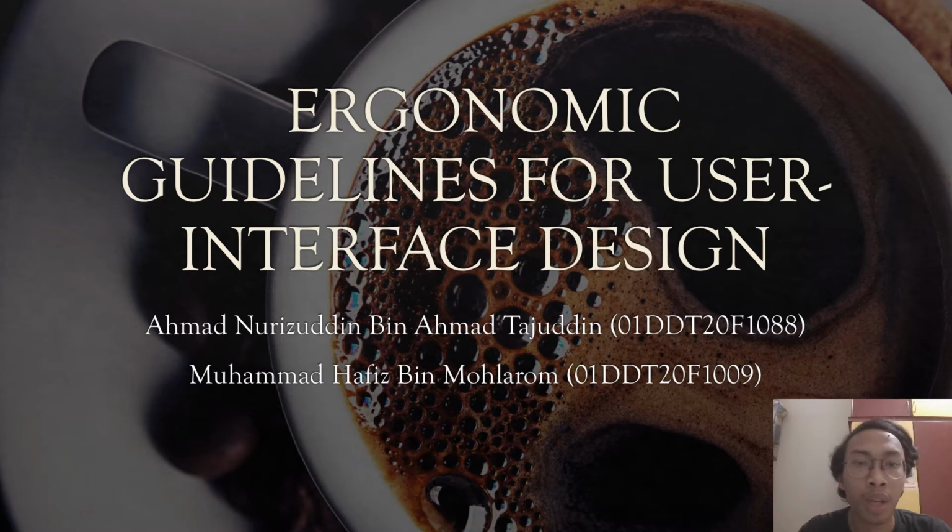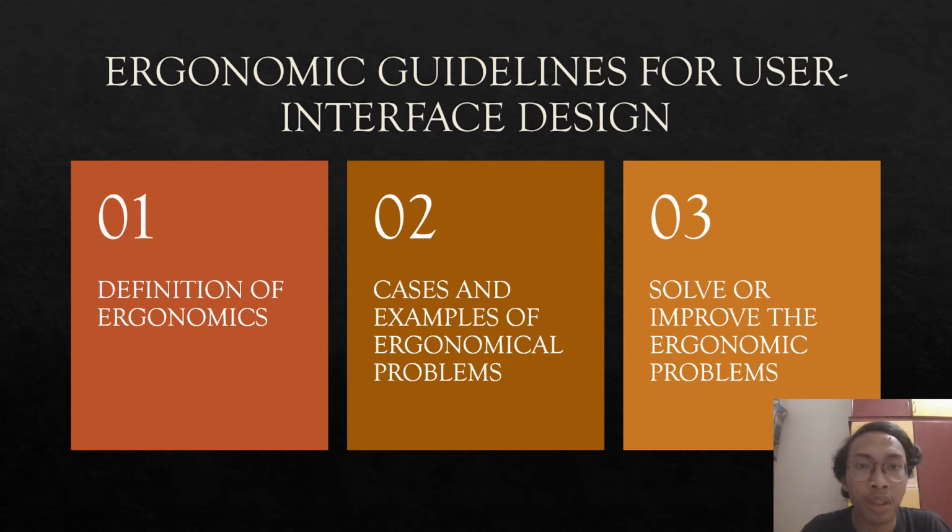Today, my groupmate and I want to present about ergonomic guidelines for user interface design. We will touch on three aspects of ergonomic guidelines for user interface design. Number one, definition of ergonomics. Number two, case and examples of ergonomic problems. And number three, solve or improve the ergonomic problems.